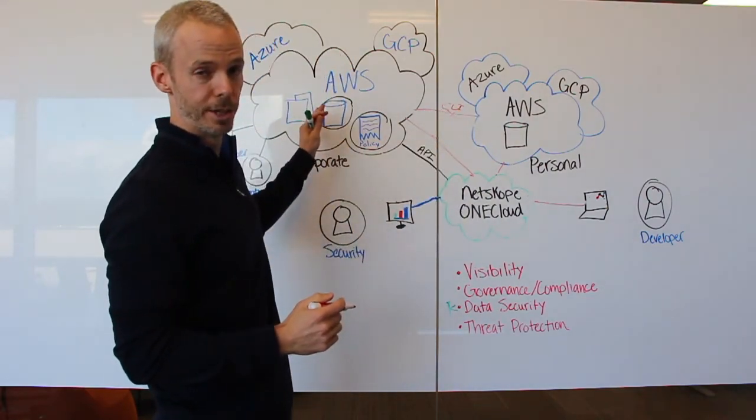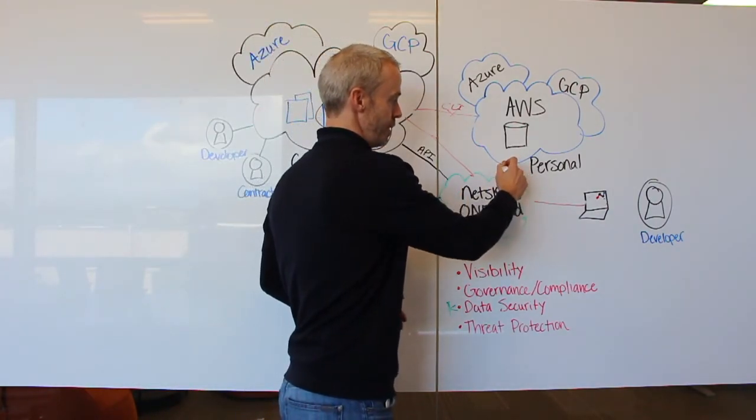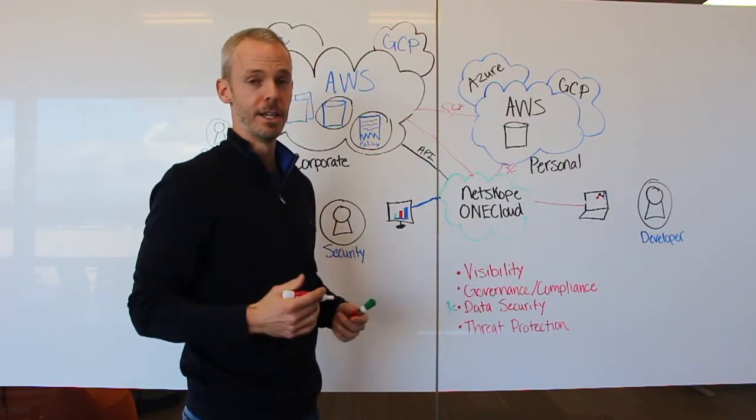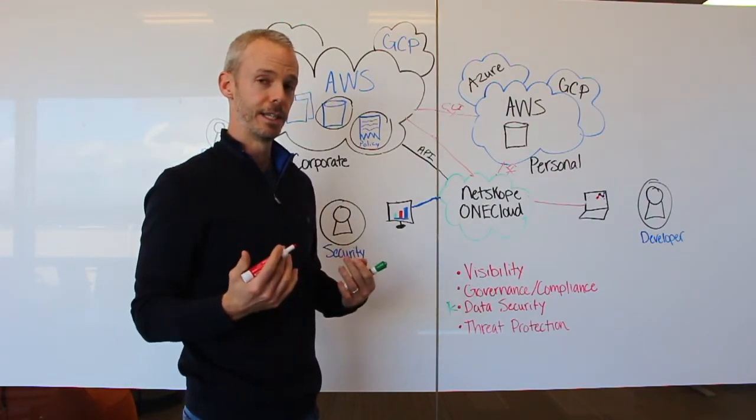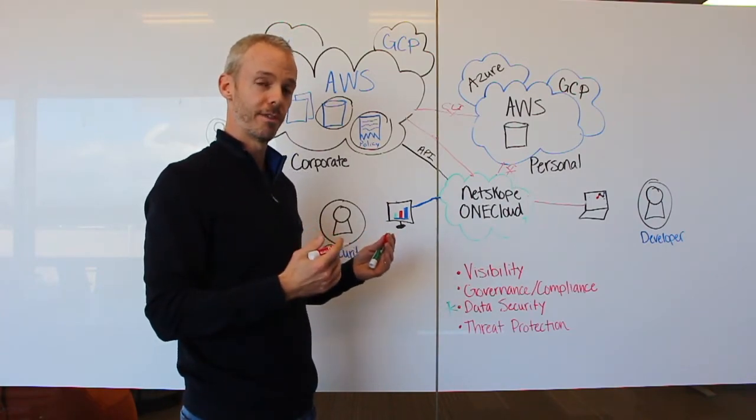Likewise, if they try to download information from their corporate environment and then upload it to a personal cloud, that's another area we can block them, or we can just alert on it. But either way, you get visibility and the opportunity to apply your policies to data moving from corporate environments to personal environments.